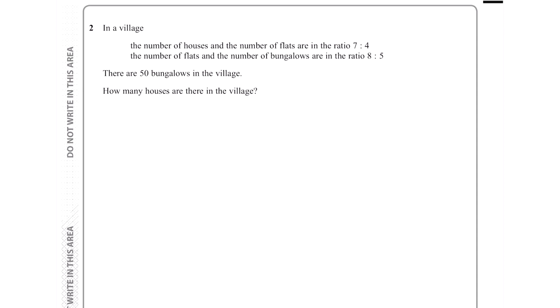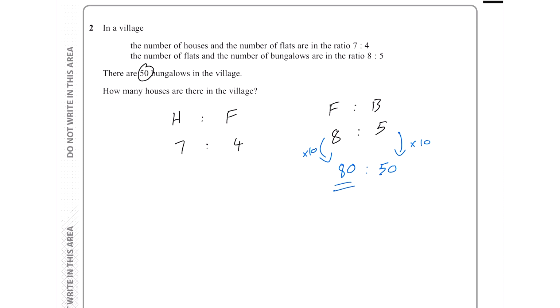So we have houses to flats in the ratio of 7 to 4. And then we have flats to bungalows in the ratio of 8 to 5. And they have told us there are 50 bungalows right here. I'll use a different color for this bit. So there's 50 bungalows. Well, how do I go from 5 to 50? I times it by 10. So how do I go from 8? So I'll do the same thing on the left side. We do 8 times 10, which is 80. So now we know there are 80 flats.